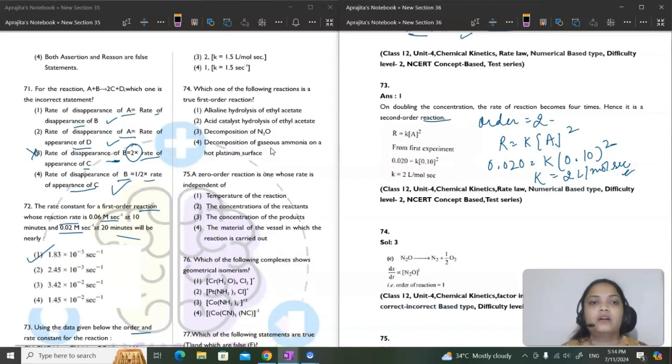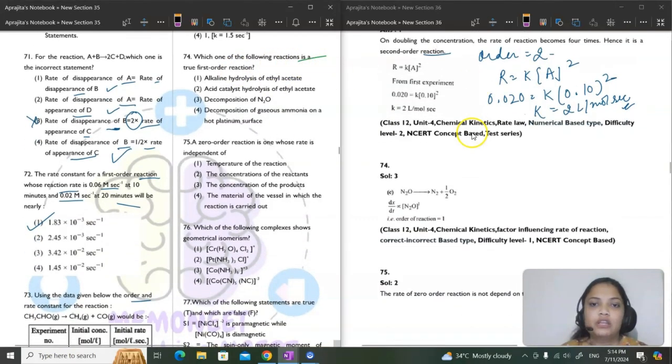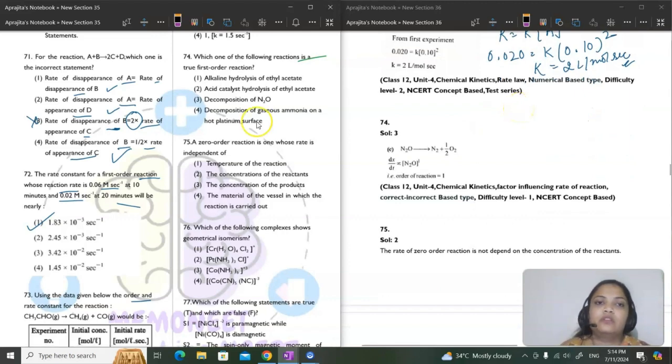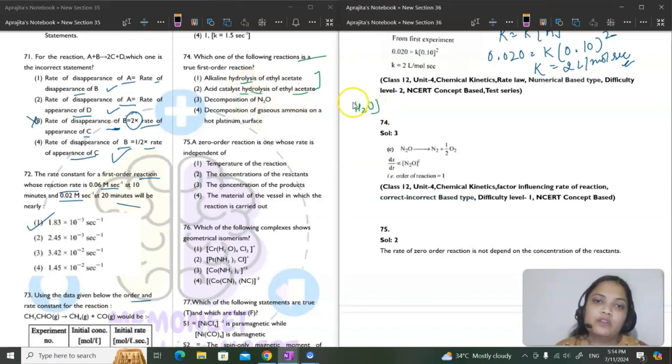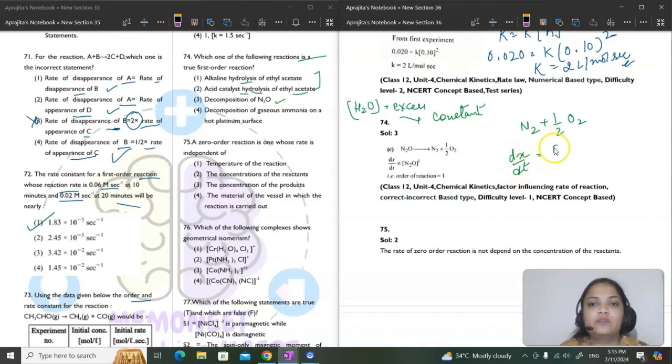Next up, which of the following reactions is a true first order reaction? Now, if I talk about alkaline hydrolysis of ethyl acetate and acid catalyzed hydrolysis of ethyl acetate, these will be pseudo first order reactions, because hydrolysis is happening and the concentration of water will be in excess. So the concentration of water we will be taking as constant. So it will become a pseudo first order reaction. If I talk about decomposition of N2O, it will be N2 plus half O2. So the rate of the reaction will be N2O raised to the power 1, which means the order of the reaction is 1.